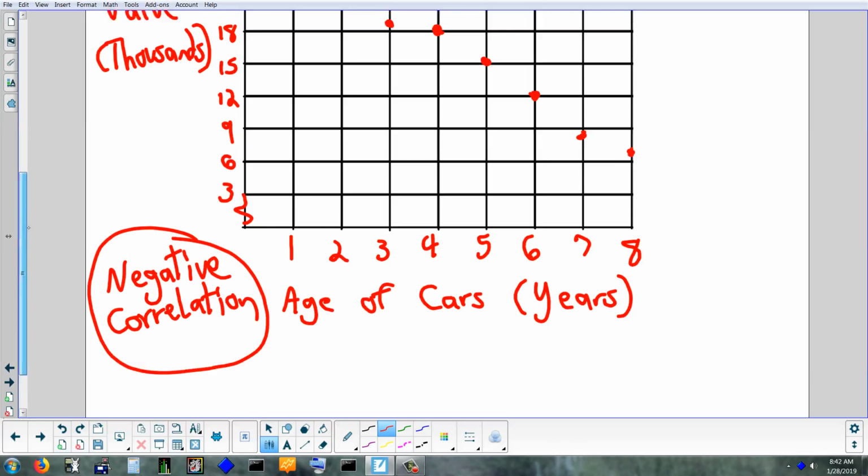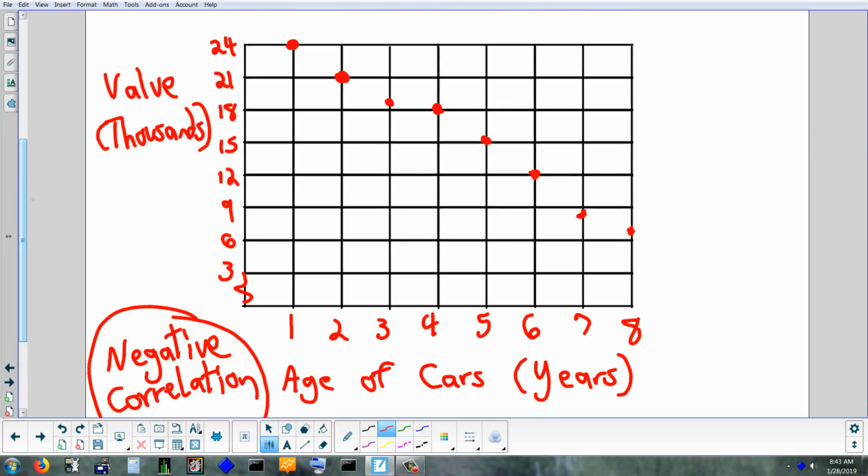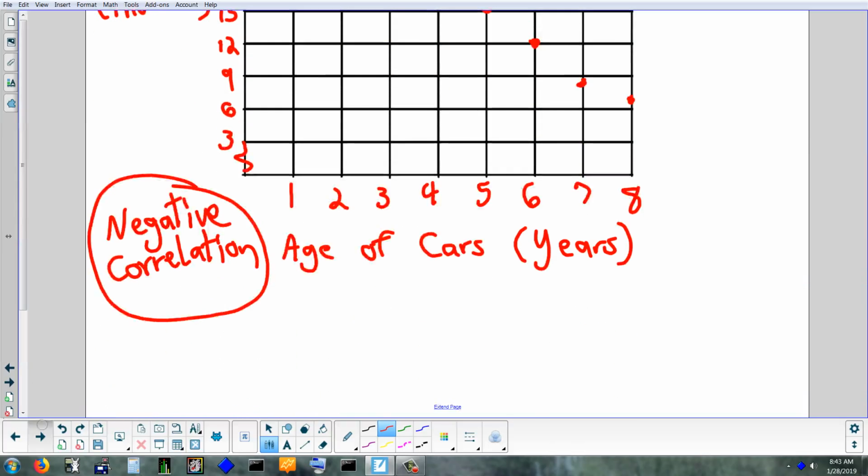All right, so again, we just took it one step further. We had the graph, right? It gave us the data. We had to set up the scatter plot. That's all. All right? Next.